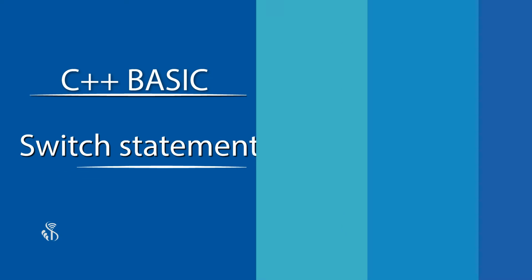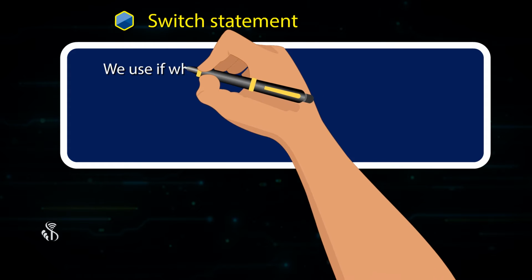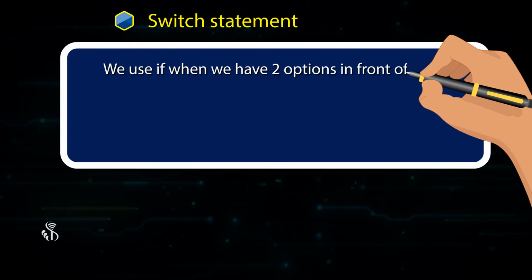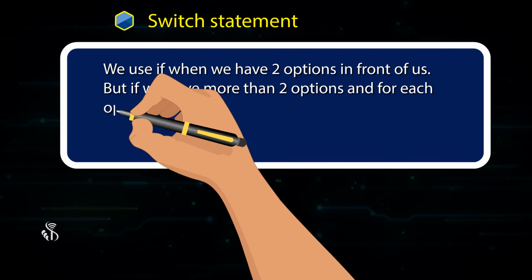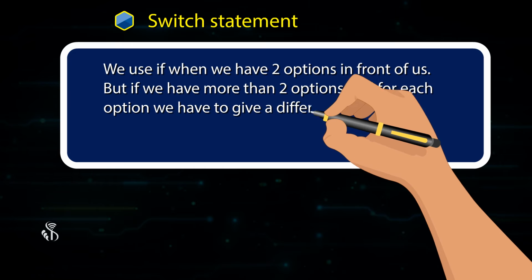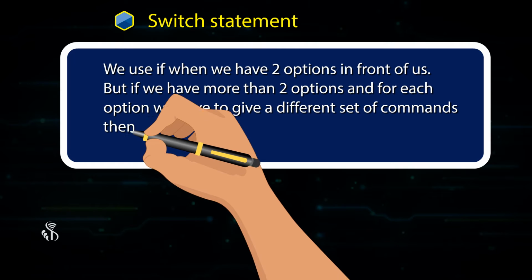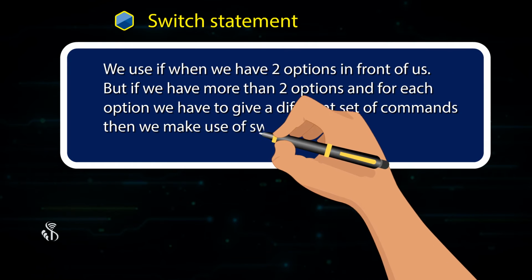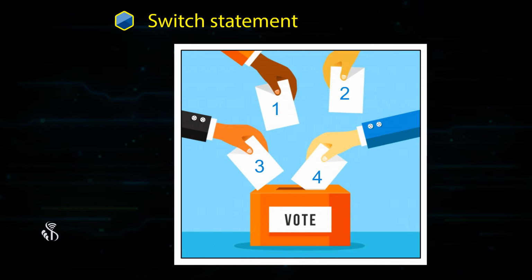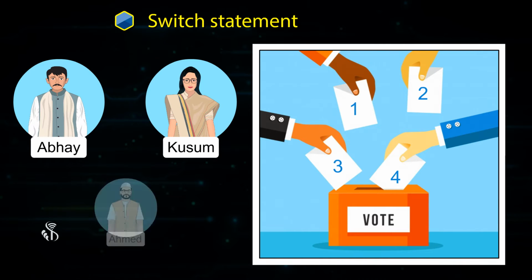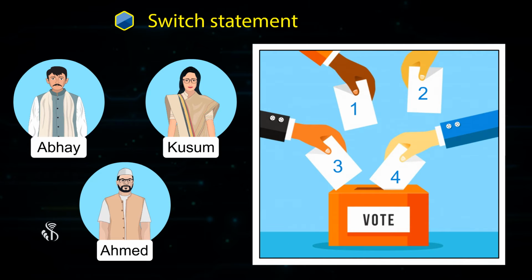Switch statement. We use if when we have two options in front of us. But if we have more than two options and for each option we have to give a different set of commands, then we make use of switch. Imagine that there is an election being conducted in your area and you want to write a program which will register your vote and give you the results as soon as the election is over.